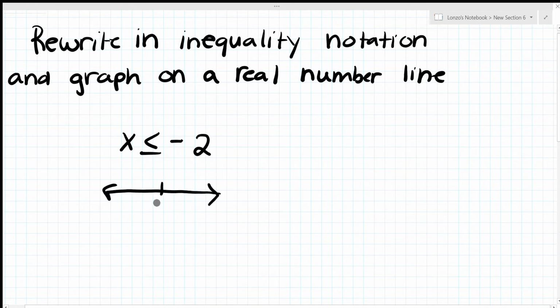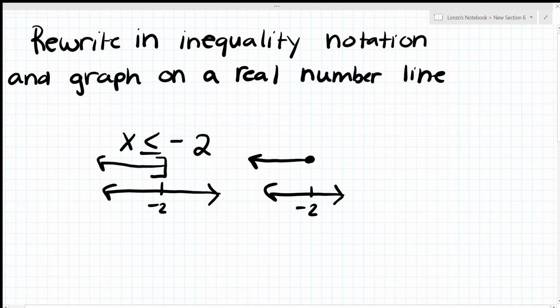So here's -2. We can use a bracket. And then which way are we going, right or left? We are going left. Bracket to here. Remember how I said you can use open circle and dark circle? So let's do the one with circles. Here's -2, it's a dark circle, and we're just going this way. Either graph is good enough, because they're the same thing.